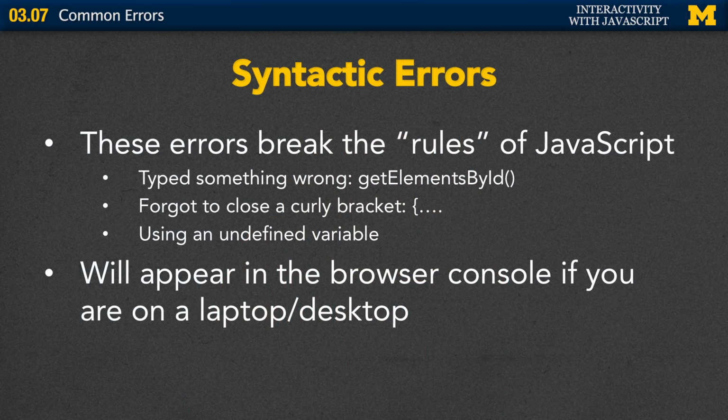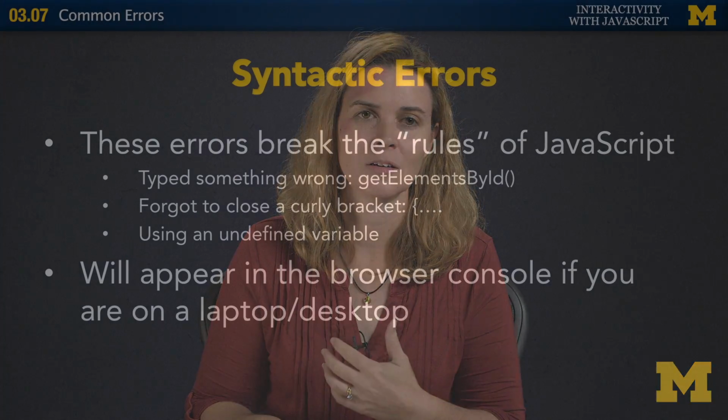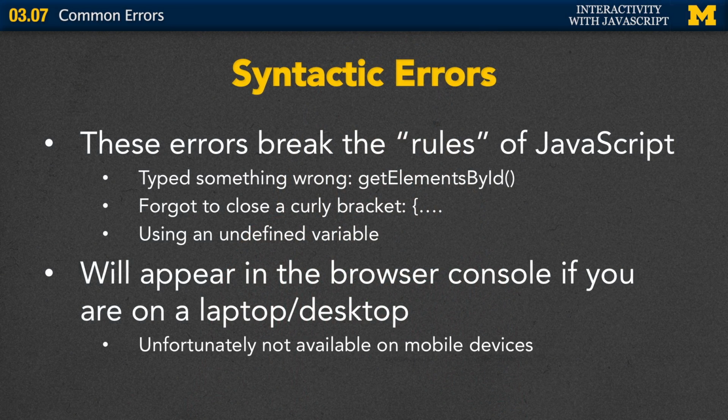The good thing is that these errors will often appear in the browser console if you're on a laptop or a desktop. That's why I'm always encouraging people to open up Inspect Element, take a look, click on that console button, and see if there's any errors, and it'll help you out immensely. But unfortunately, that console isn't available on mobile devices. I've really been looking for it.